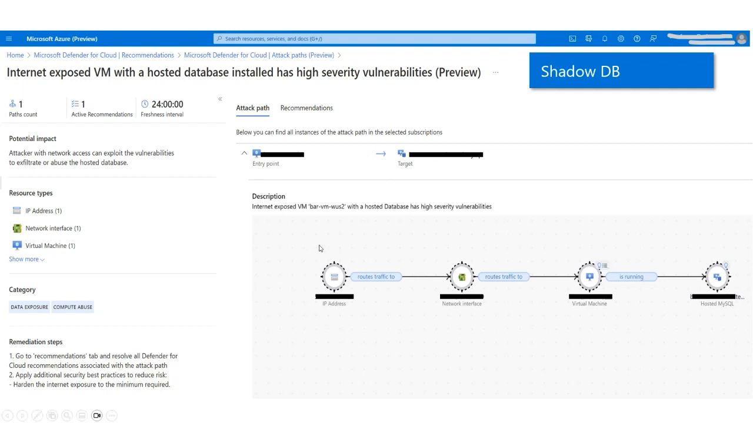What we are doing here is scanning for all those VMs, finding all the SQL software that is installed but not managed, and giving you an insight that in fact you have an internet exposed VM here that has a database that practically nobody knows about. And also that specific machine has vulnerabilities. So an attacker can take advantage of those vulnerabilities, get a hold of that machine, and in fact get the data from that database that nobody knows about. And this is something that I always enjoy when we are searching with customers and helping them identify this kind of tough risk.